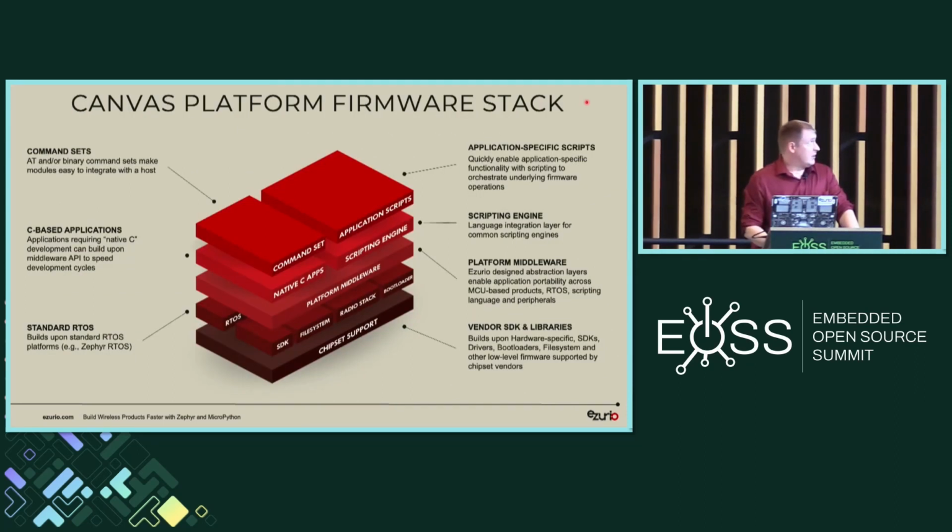Just going to touch on this quick. Can't talk about architecture without a stack diagram like this. So just to highlight, on bottom right here, at the lowest level, we got our vendor SDKs and libraries. In this case, Zephyr's kind of sitting there for us. And then at Ezurio, we've developed some layers here, which we call our platform middleware. And that's allowing us to kind of abstract APIs from the scripting engine which lies above it.